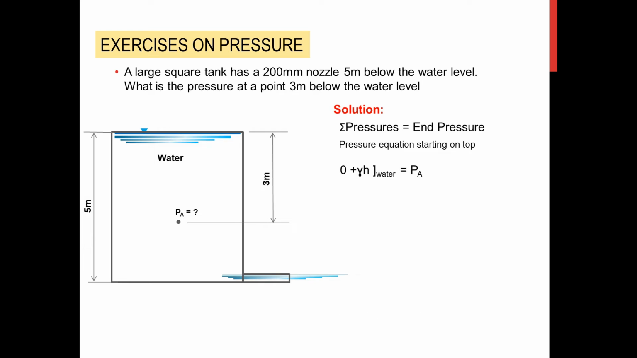On top, we have an exposed liquid surface, so that will start with 0, and then we go down to the point 3 meters below the water, so plus gamma H of water. That would equate to the end pressure, which is equal to PA. Now substituting the value of the height and the gamma of water, we can derive the pressure 3 meters below the water surface. That is equivalent to 29.43 kilopascal. So that will be the answer to this problem.